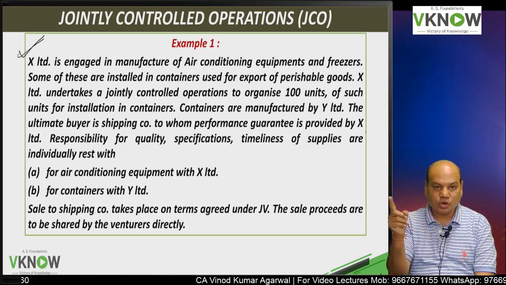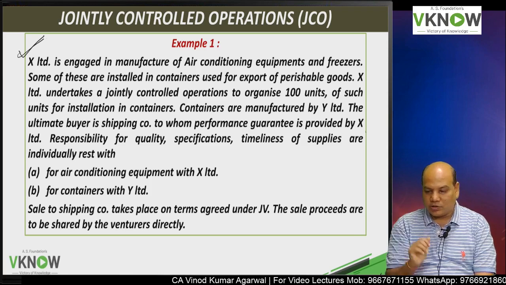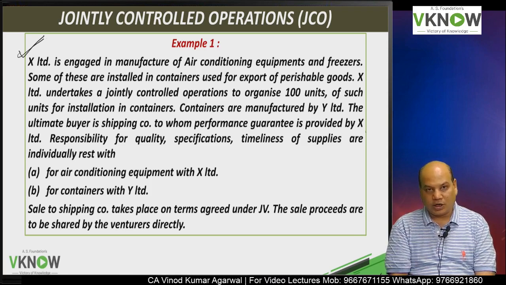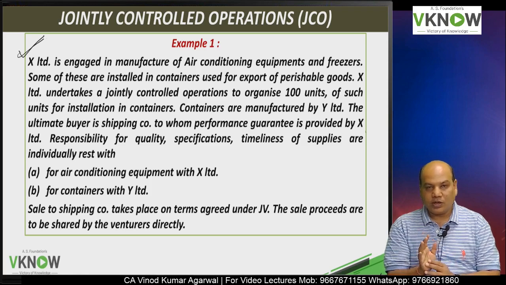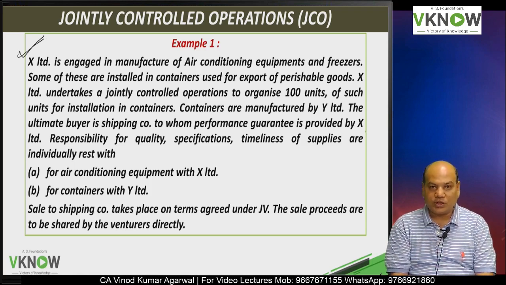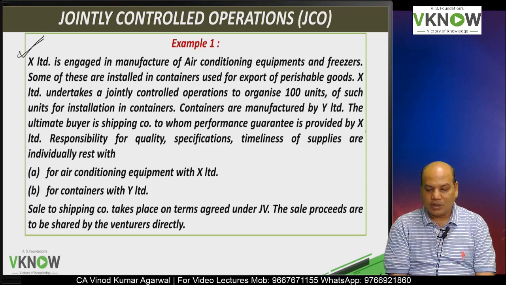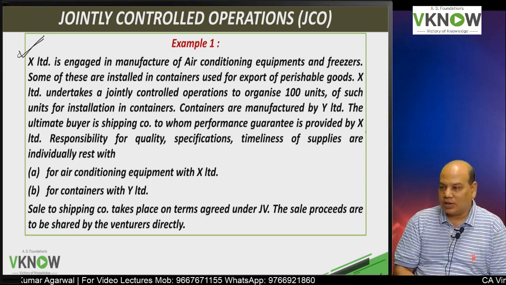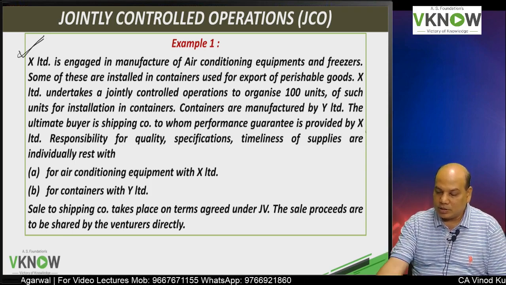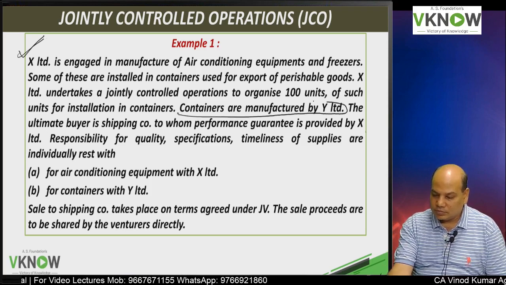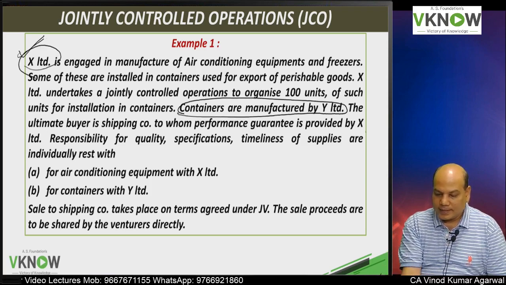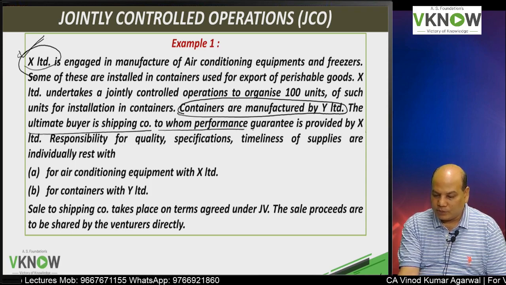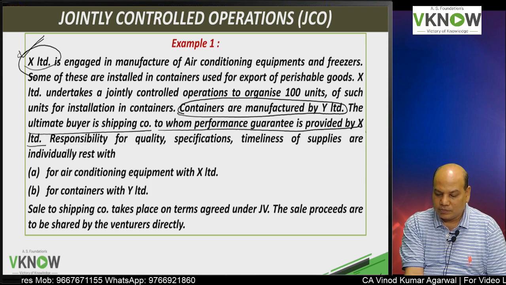Example on JCO. X Limited is engaged in manufacturing of air conditioning equipment and freezer. I have explained this example. Some of these are installed in containers used for export of perishable goods. X Limited undertakes a jointly controlled operation to organize 100 units of such unit for installation in containers. Containers are manufactured by Y. They have different speciality. The ultimate buyer is a shipping company to whom performance guarantee is provided by X Limited.